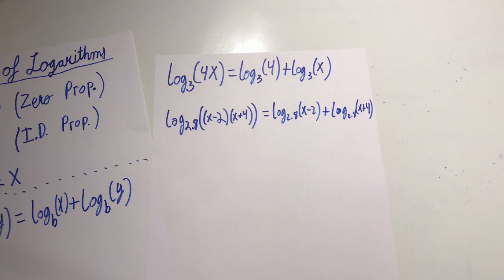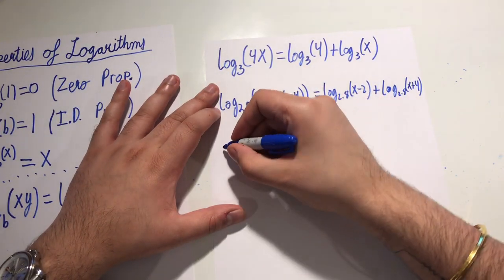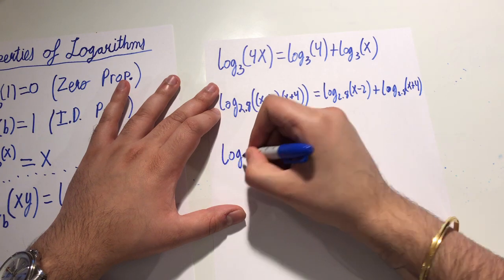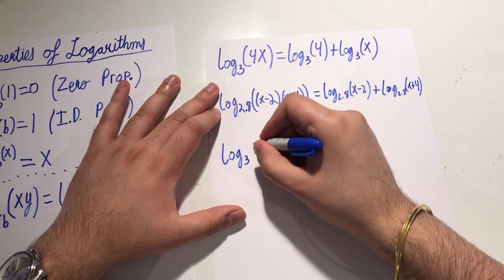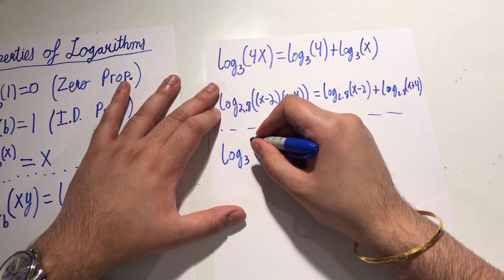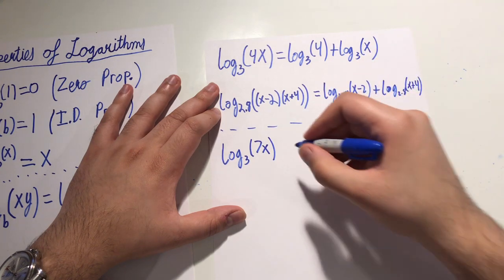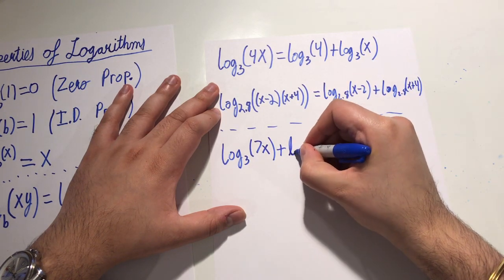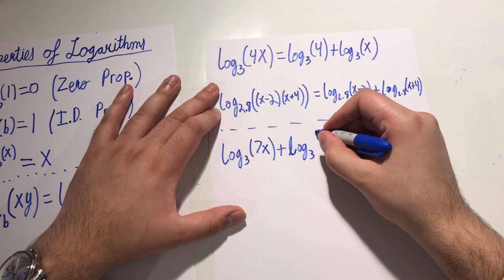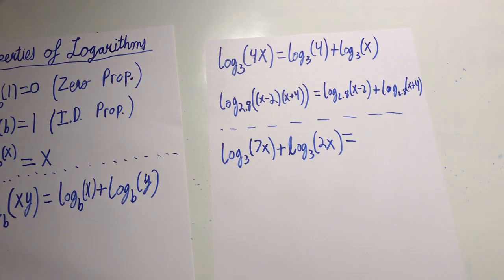Now, like I mentioned, if you can do something one way, you should be able to do it in the opposite direction when you have an equal sign. So let's say you start off with something like this. Logarithm base 3 of 7x plus logarithm base 3 of 2x. Okay, I can combine these to just be a single logarithm, and that's super useful for when you're doing equations.